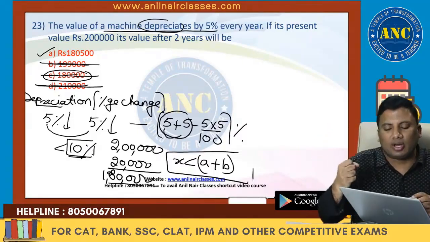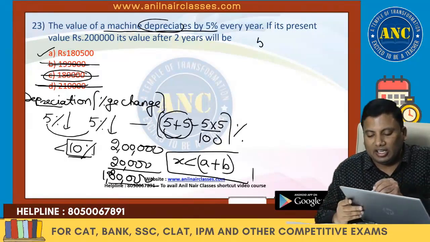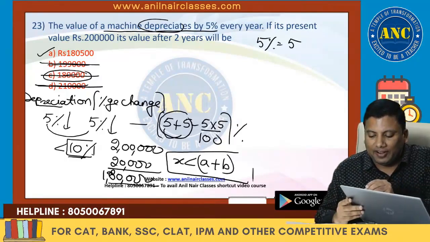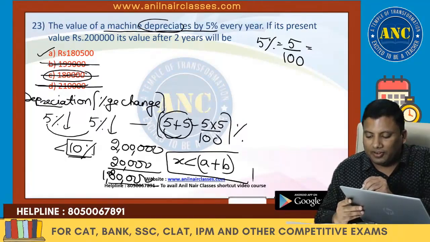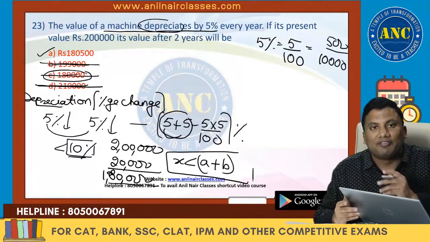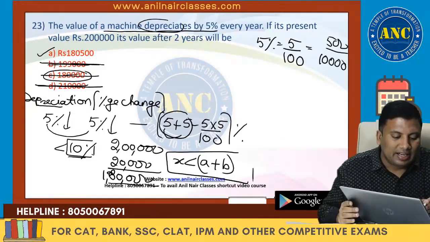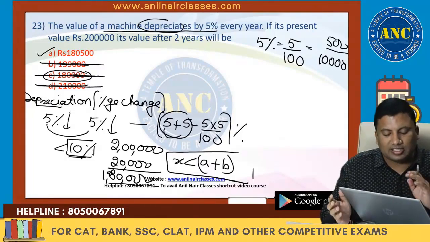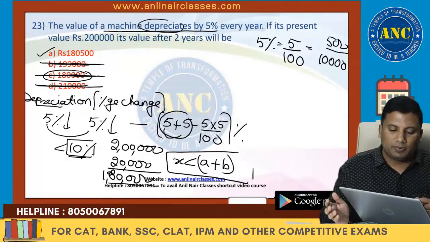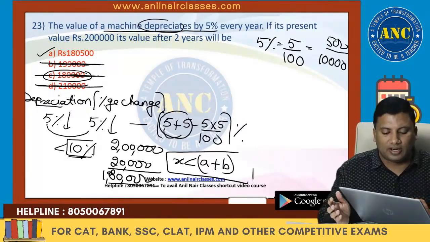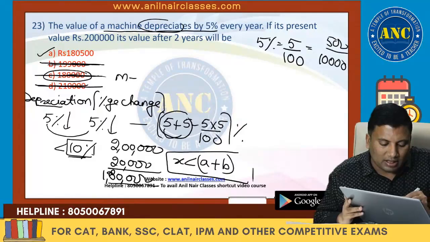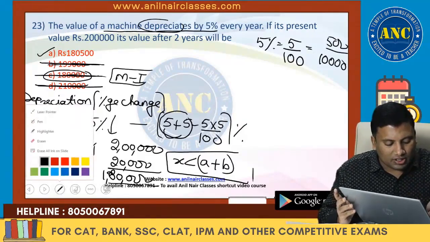1,99,000. The difference is 1,000. It is 5%. 5% is 5 out of 100. For 100 it is 5. That means for 10,000 it will become 500. For 1 lakh it will become 5,000. It cannot be this answer. It cannot be 1,80,000 because X has to be less than A plus B. 10% of 2 lakhs is 20,000. This is one way, method number 1. Just by looking at the answer options, you can do it.